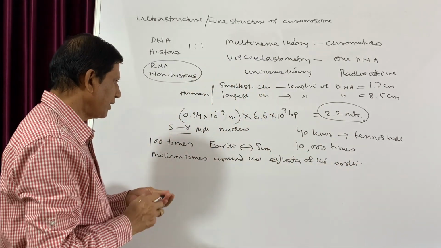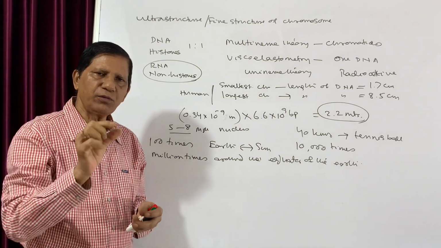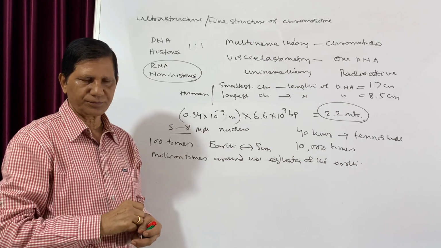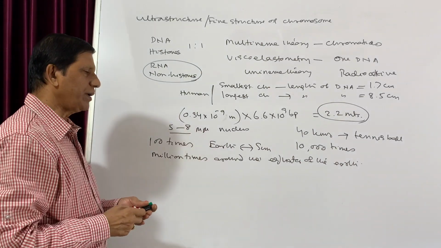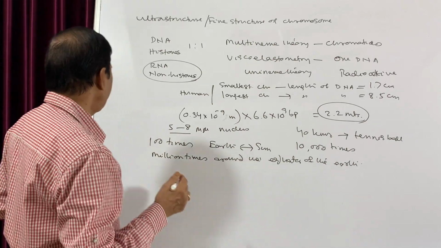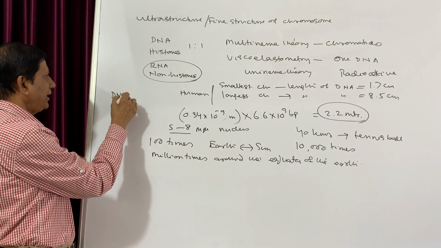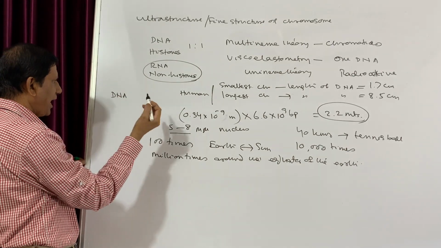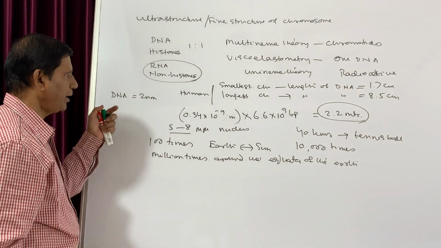So now the question is, how is such a long DNA present within a very small nucleus? That we have to answer. So what will be the answer? Usually the breadth or diameter of the DNA is only 2 nm. The diameter of the chromatin.